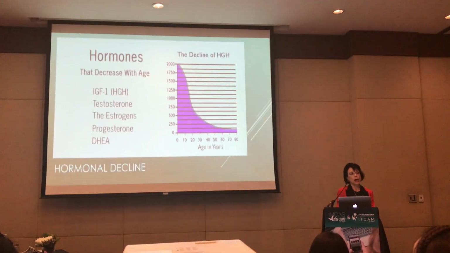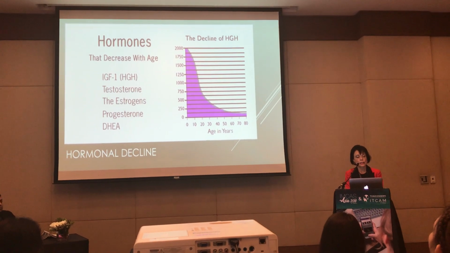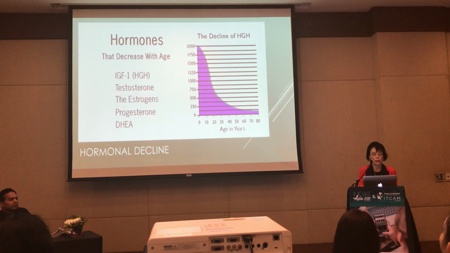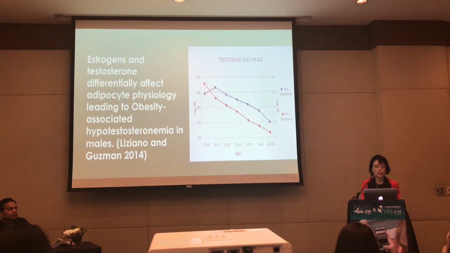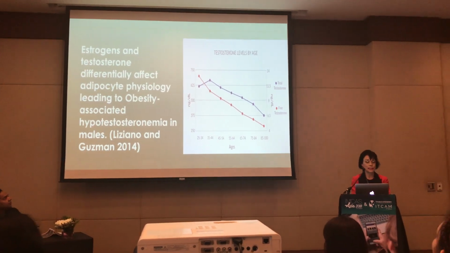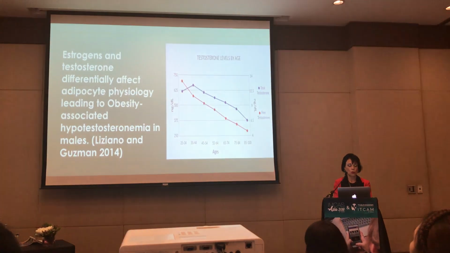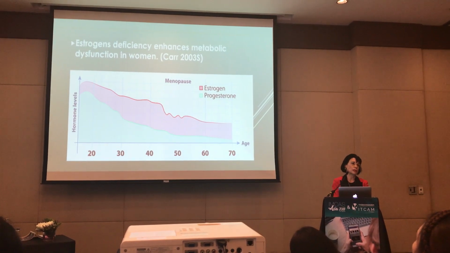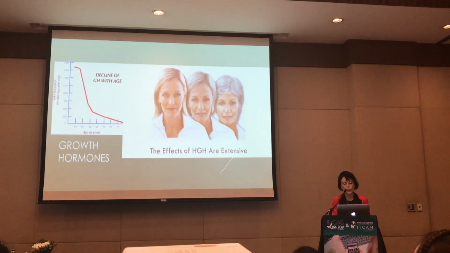Now, another aspect of aging that affects the immune system is the hormonal decline. And of course, all hormones are declining with aging: IGF-1, testosterone, estrogens, progesterone, and DHEA. Estrogens and testosterone differentially affect adipocyte physiology, leading to obesity and hypercholesterolemia in males, and there is some research to support that. Estrogen deficiency enhances metabolic dysfunction in women, and also there is extensive research to support this.